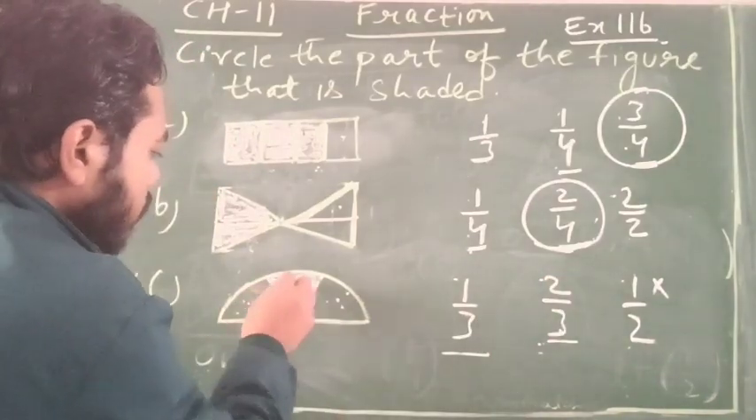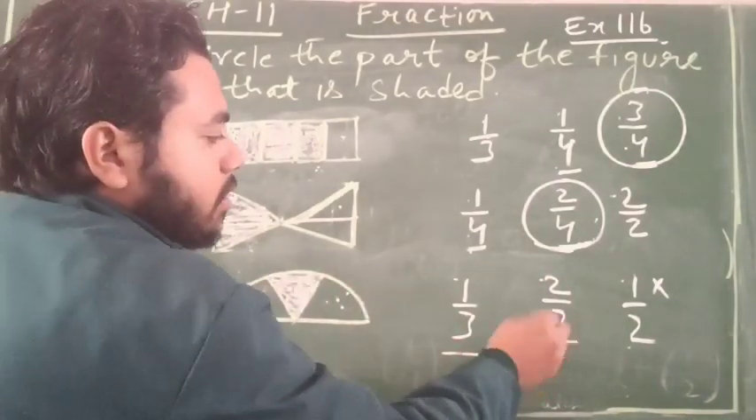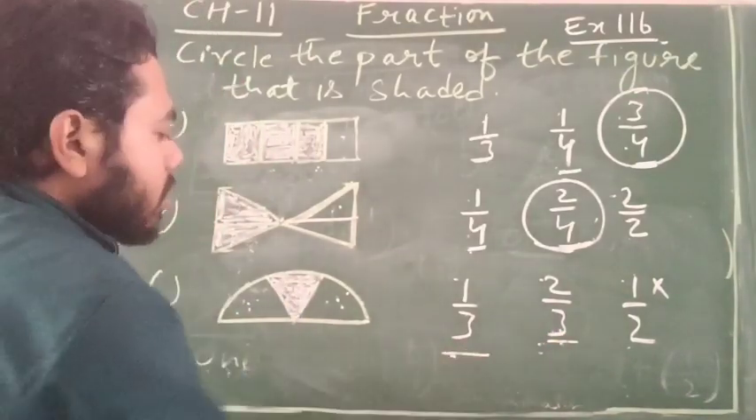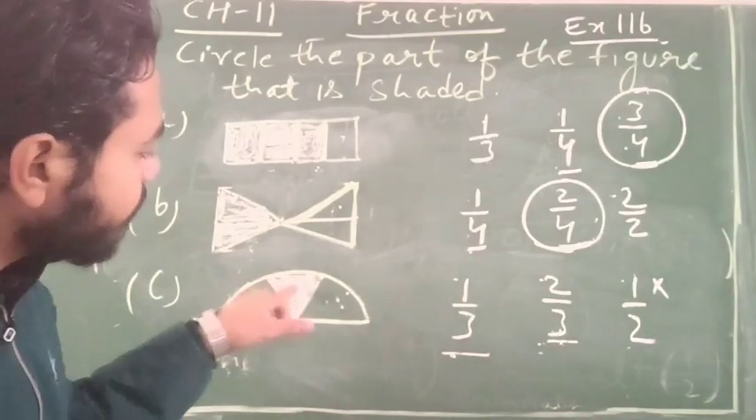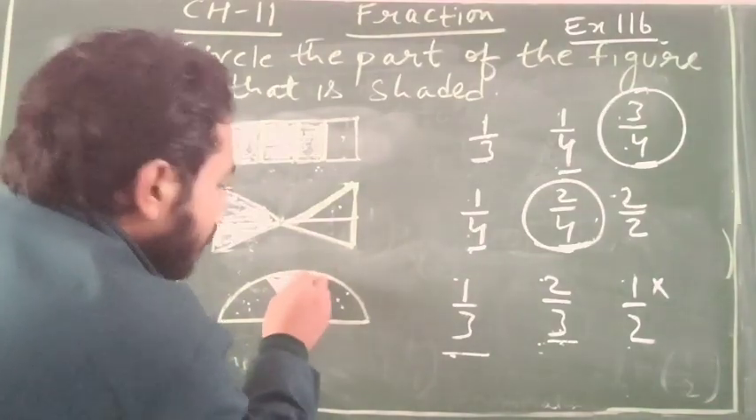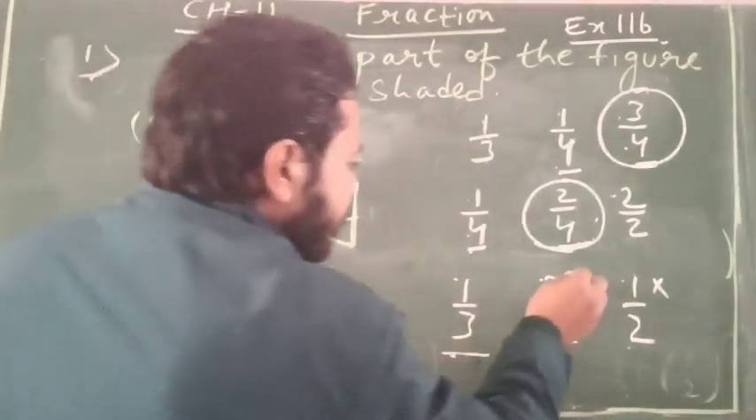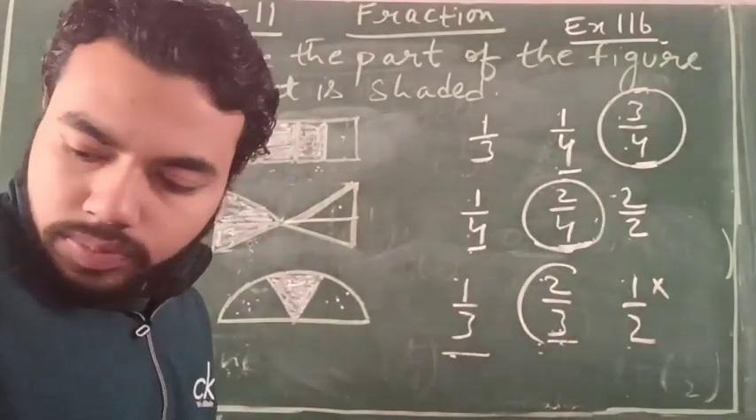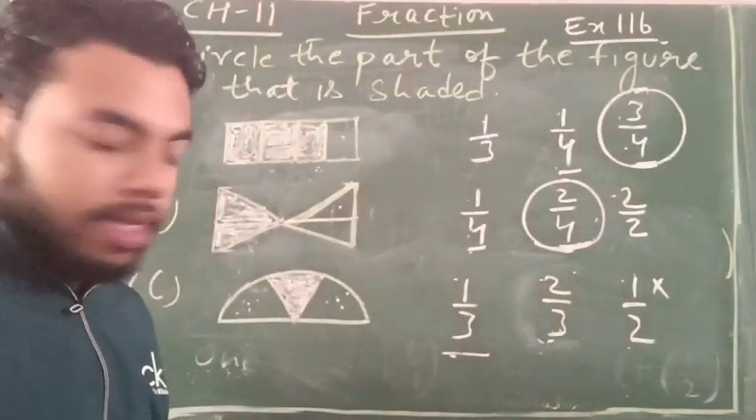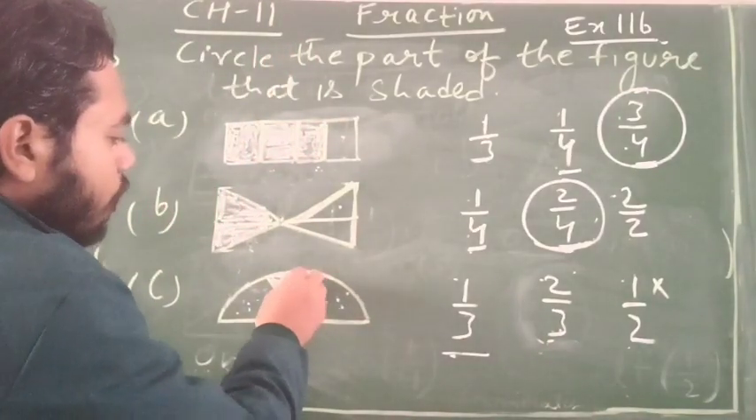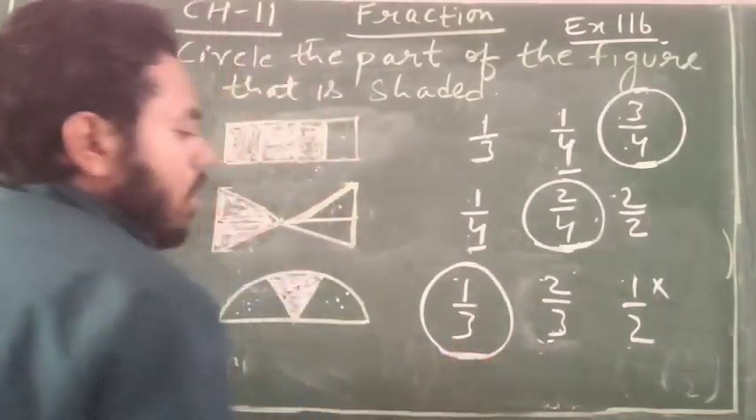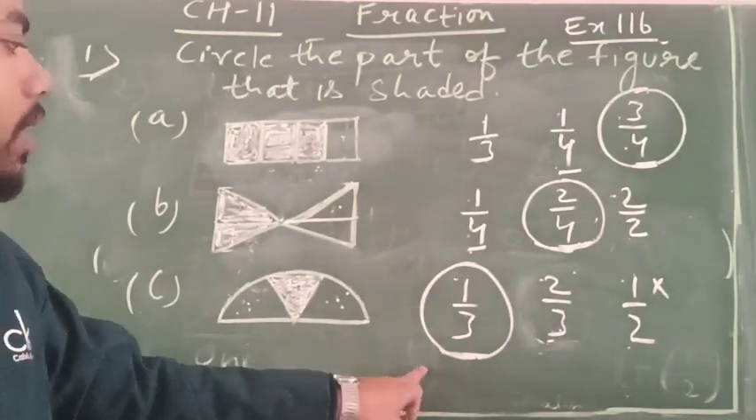So here, there are 3 parts, it means the denominator is 3, and out of 3 parts, 1 part is colored. So that option will be our answer, 1 by 3. Here 1 part is colored, so 1 by 3 is our answer. So 1 by 3 is the correct option.